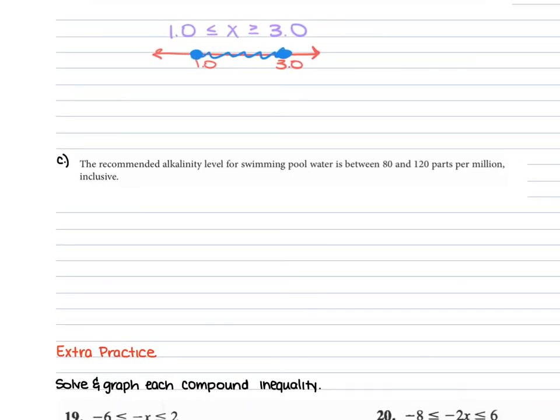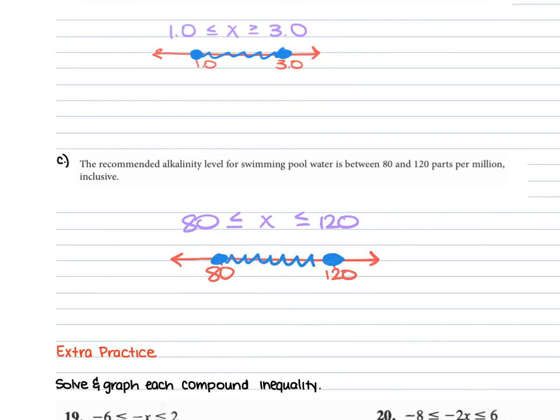For C, it says the recommended alkalinity level for swimming pool water is between 80 and 120 parts per million, inclusive. So again, it includes the 80 and the 120. So if it's between these, x is going to be greater than or equal to 80, and x is going to be less than or equal to 120. So again, on our number line, we're going to have the 80, we're going to have the 120, closed circle on the 80, closed circle on the 120, and then it goes in towards each other.